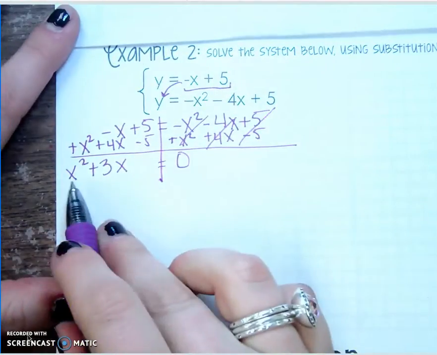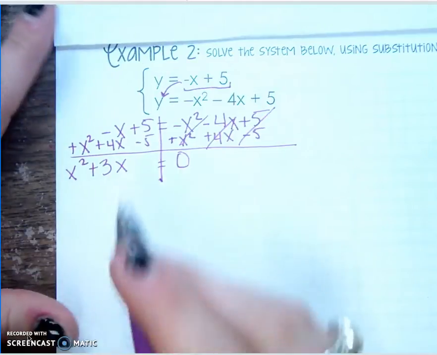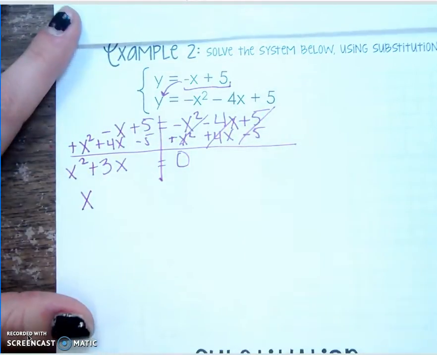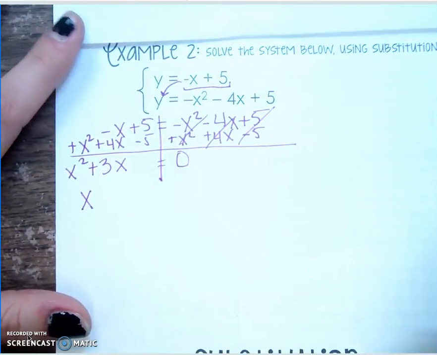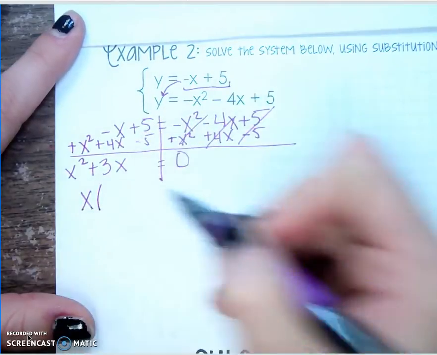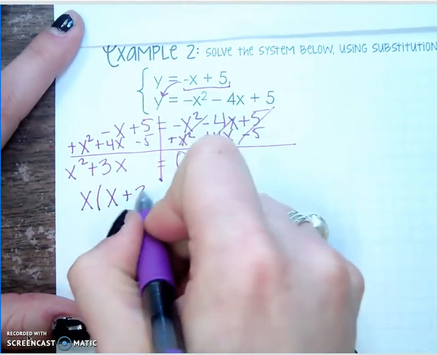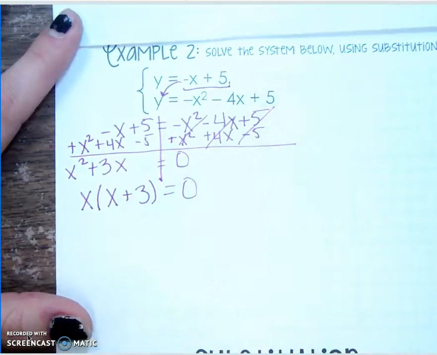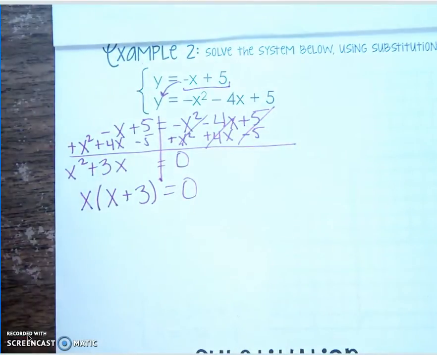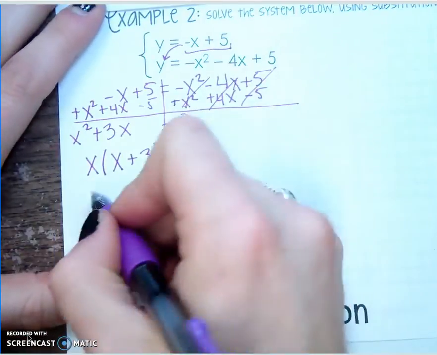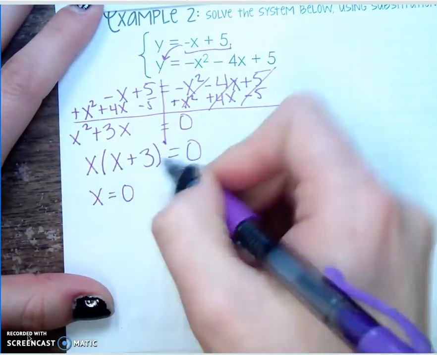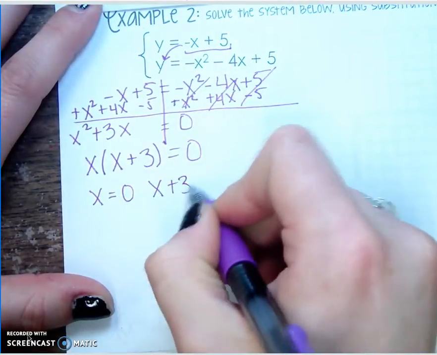Now I have a GCF I can take out. I can pull out an x. That's how I'm going to solve for this x. I'm going to pull out what I can. I'm left with x times the quantity x plus 3 equals 0. So again, I'm setting up two equations. I have x equals 0, and then x plus 3 equals 0.